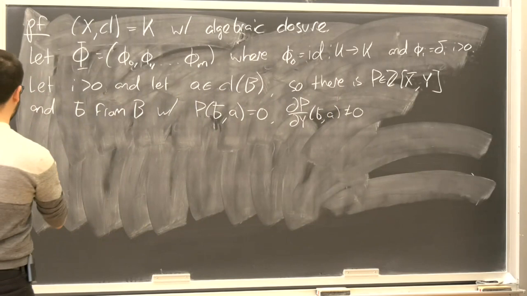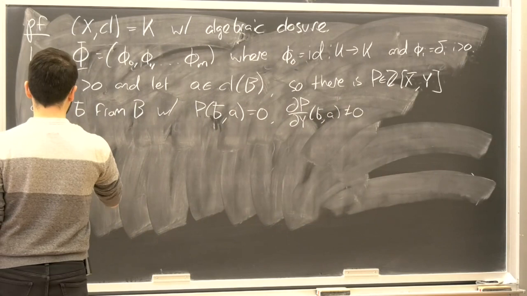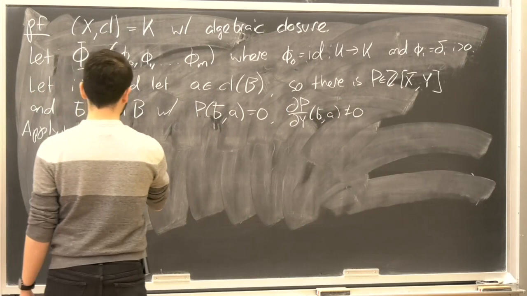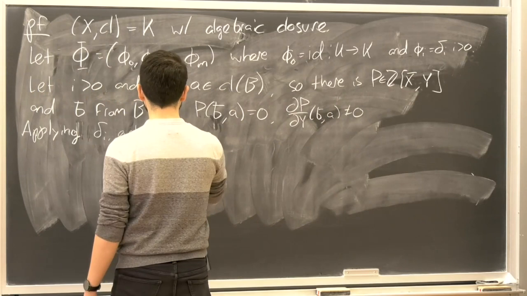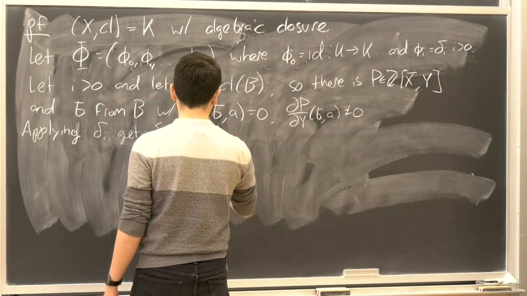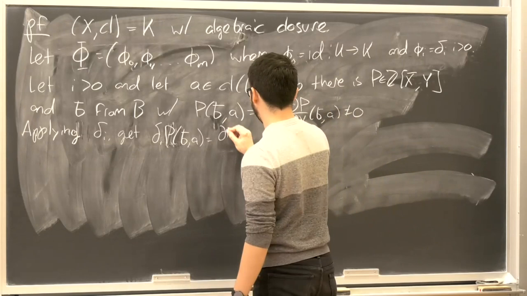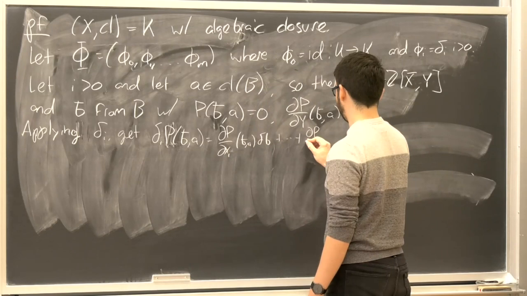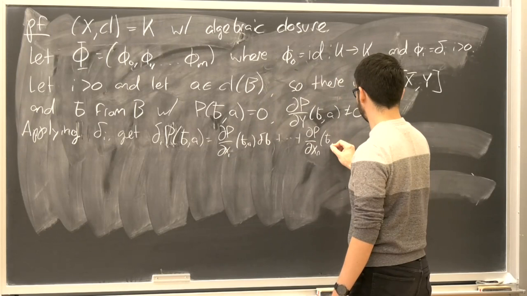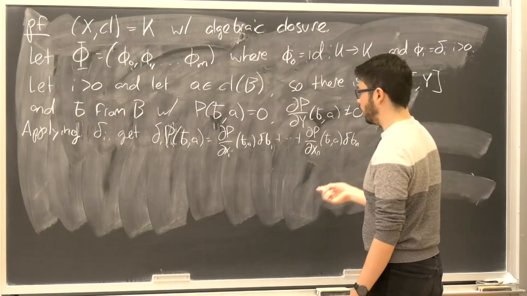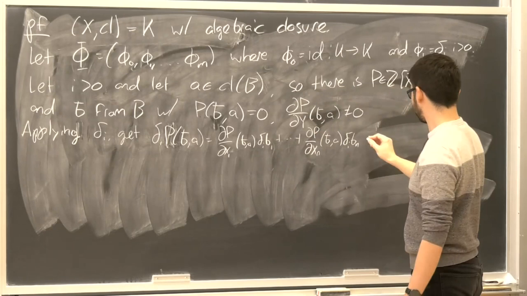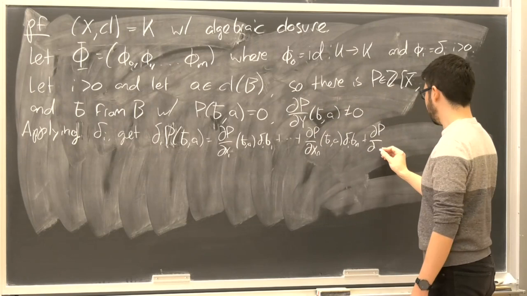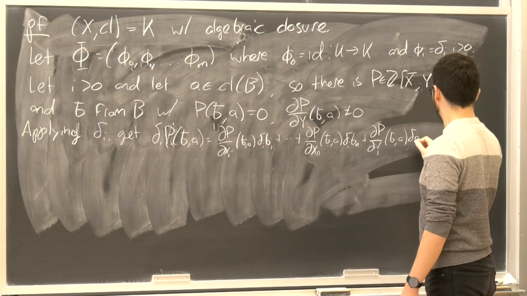So then applying delta i, we get that delta i of P(b, a) is equal to the derivative of P with respect to x1 times the derivative of b1, up through the derivative of P with respect to xn times the derivative of bn. And here, sorry, I should say the i-th derivative, plus the derivative with respect to y times the derivative of a.